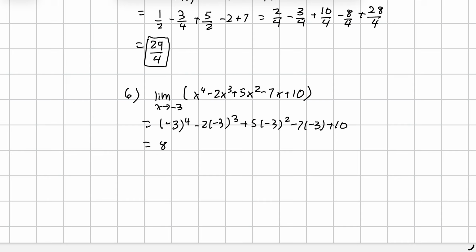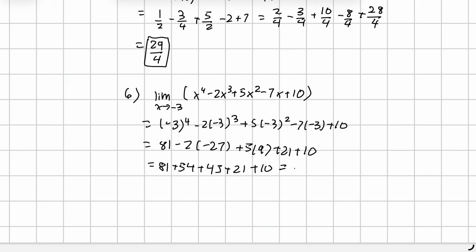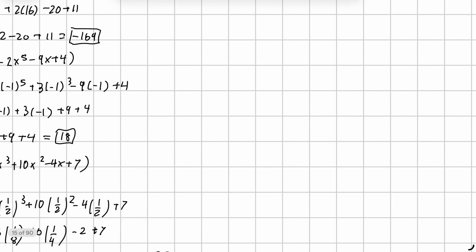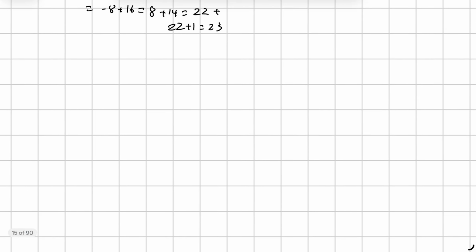You get 81 minus 2 times negative 27 plus 5 times 9 plus 21 plus 10. You get 81 plus 54 plus 45 plus 21 plus 10. And adding those all together, you would get 211. So this process is pretty systematic. You just substitute in the value that you're approaching for every single instance of x in your function.